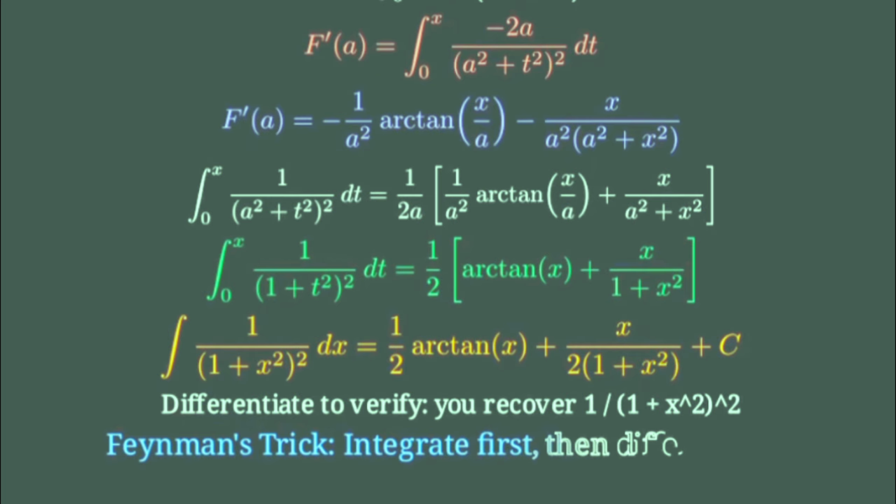So that is how Feynman solved this impossible-looking integral: by creating a smarter integral with a parameter, then differentiating under the integral sign. This is one of the most elegant tricks in calculus.